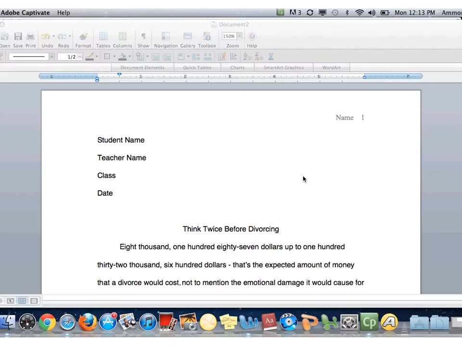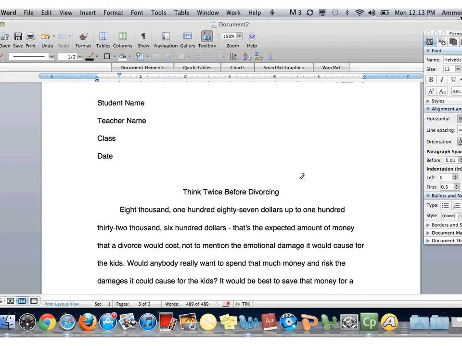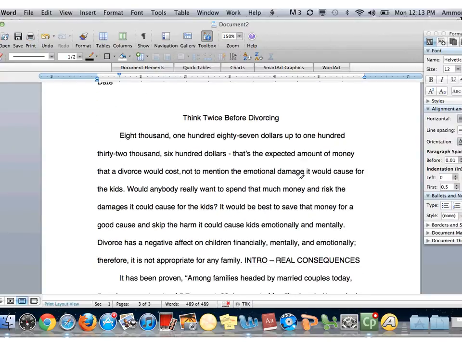Now we need to find the thesis statement and highlight it pink. The thesis is supposed to be the last sentence of the first paragraph, so hopefully it is. It says, divorce has a negative effect on children financially, mentally, and emotionally. Therefore, it is not appropriate for any family. I do think that that is what she talked about throughout her essay, so that would be the thesis statement.